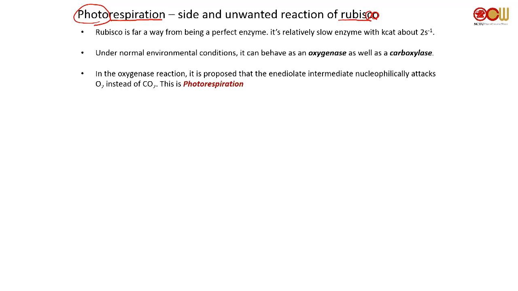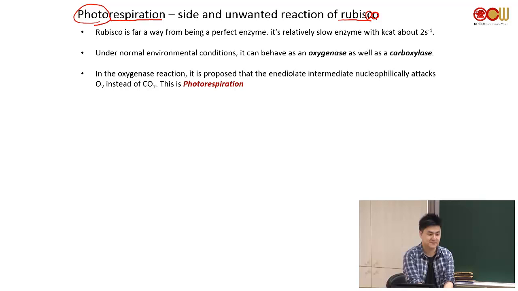Now, first things first, I must say, Rubisco is a horrible enzyme, okay? It sucks so bad. What does that mean? If you look at the kcat of Rubisco, the kcat is about 2 per second. That means you can catalyze 2 reactions per enzyme per second. It's not a very good enzyme. It's relatively slow.